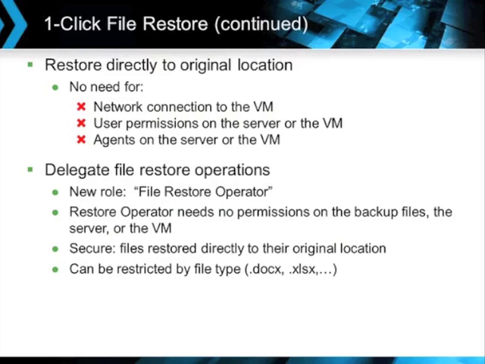So restore directly to original locations. No need for network connection to the VM, user permissions on the server of the VM, and agents in the server of the VM, right? So the delegated operator does not need permissions. Veeam proxies the request through the backup server using the credentials supplied for guest index.